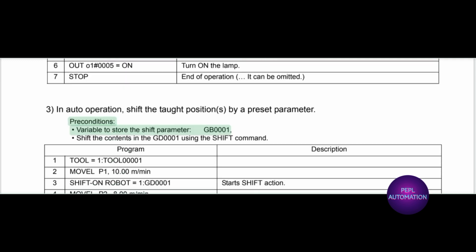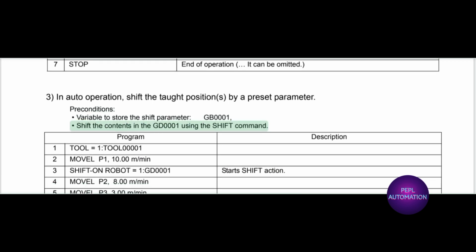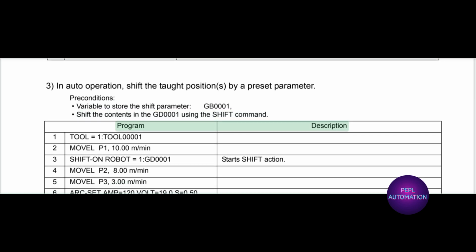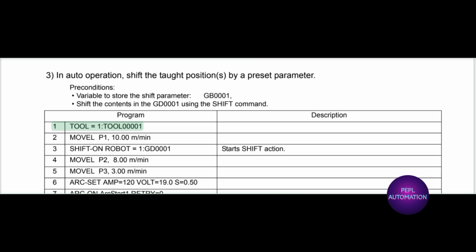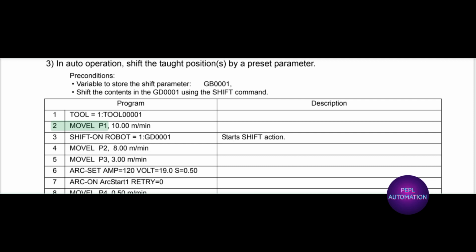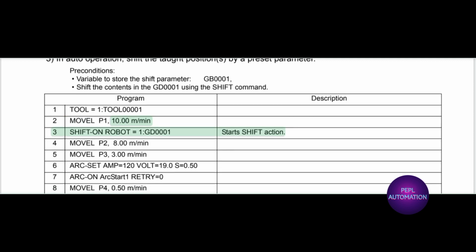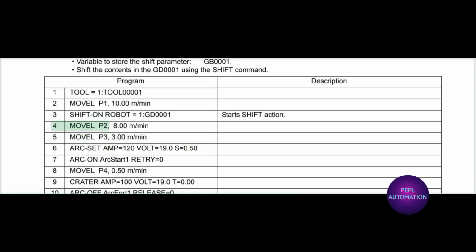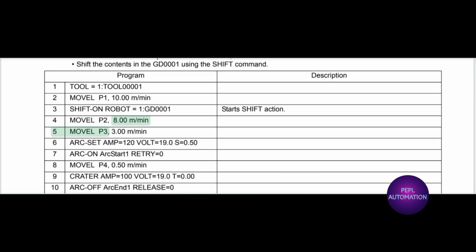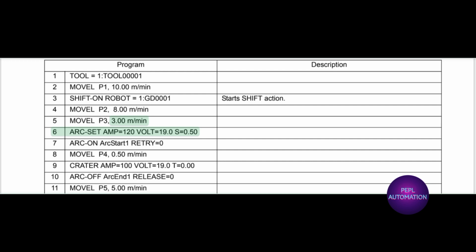Preconditions. Variable to store the shift parameter, GD0001. Shift the contents in the GD0001 using the shift command. Program description. 1. Tool equals 1, TOOL0001. 2. MOVEL P1, 10.00 meters per minute. 3. Shift on robot equals 1, GD0001, starts shift action. 4. MOVEL P2, 8.00 meters per minute. 5. MOVEL P3, 3.00 meters per minute.